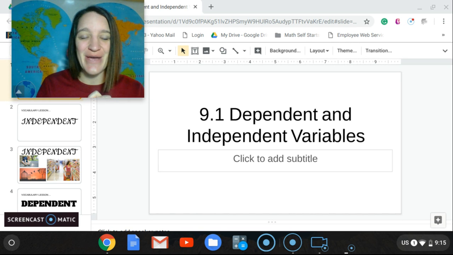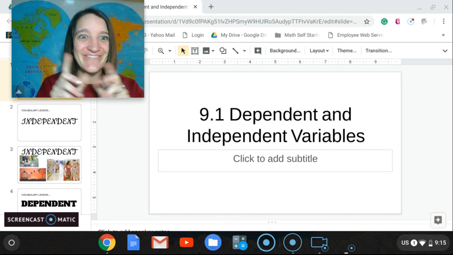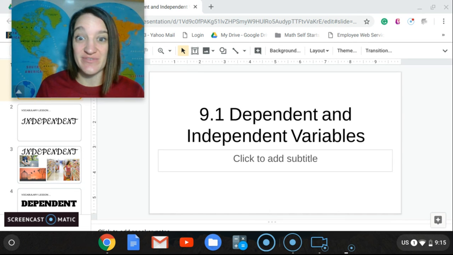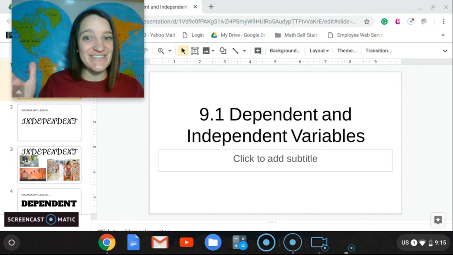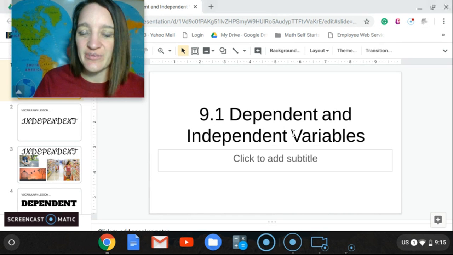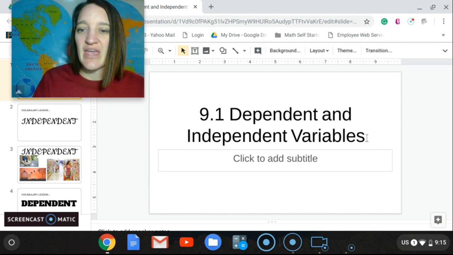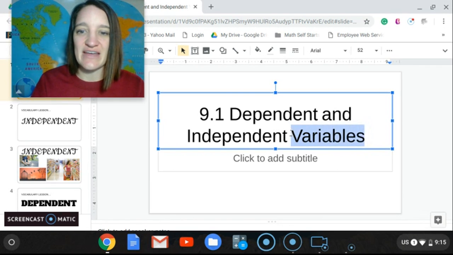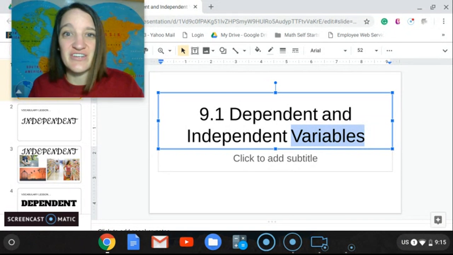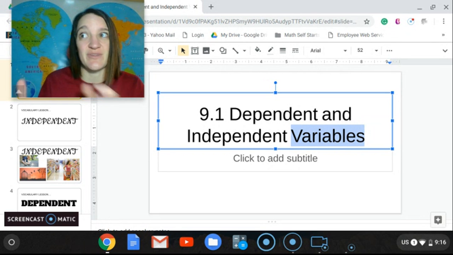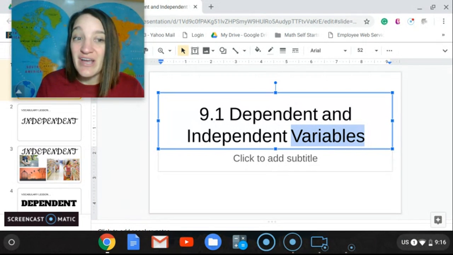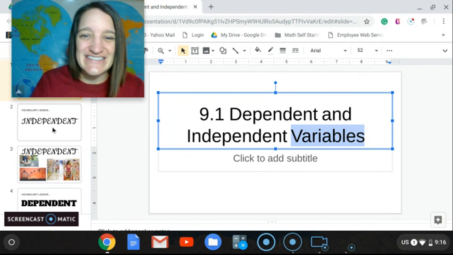Math lesson from chapter 9, the first lesson from chapter 9, dependent and independent variables. So those are kind of bigger words that we don't use a lot in math. We, of course, use variables. We've figured out what variables are, and we know that they are that letter that represents a value, and that value could change, right? That value could stand for anything. That's why they just put a letter there instead of just one number. Okay, so now we got to figure out what independent and dependent means.